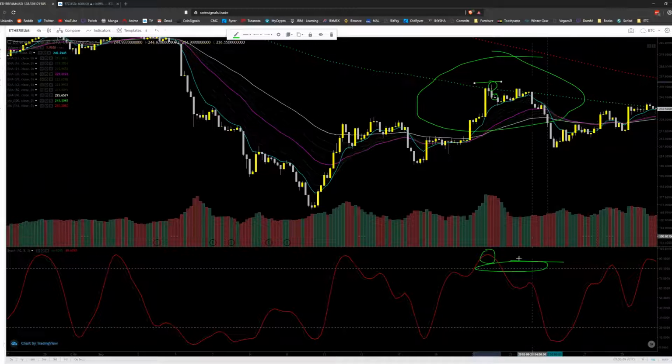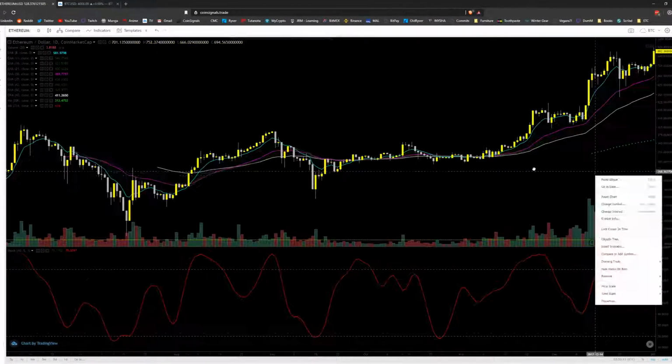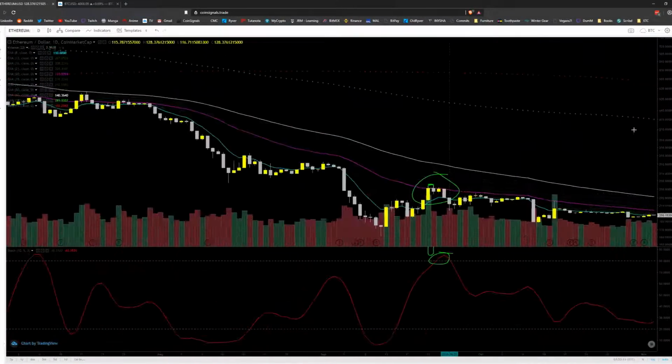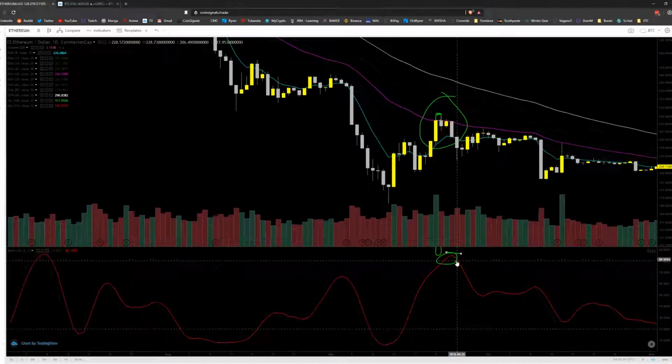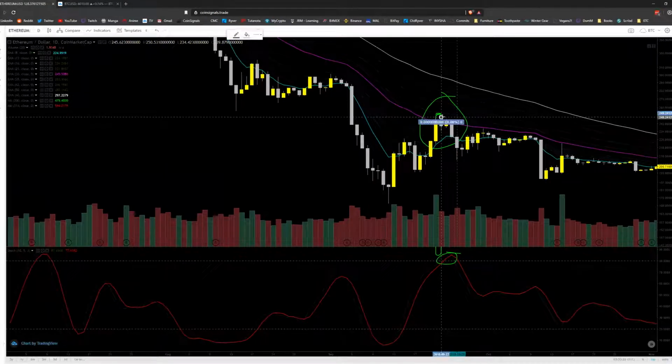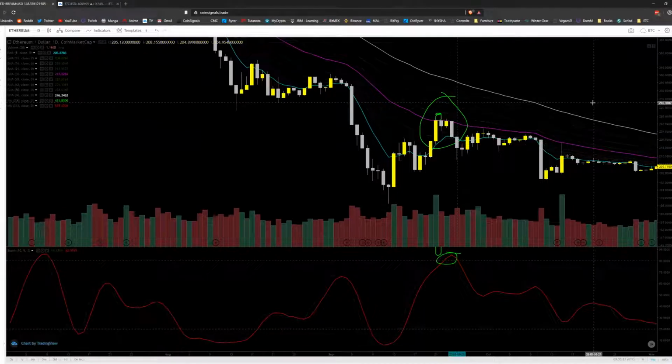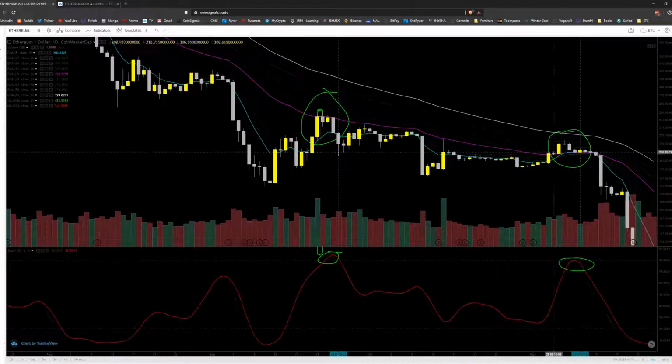All right, and the daily cycle cross would have had you out somewhere in this region, which is, you see where the exit is in the 4 hour? All right, that in this case is about 10 to 15% of a better exit, exiting on the 4 hour than on the daily. Right? Now let's look at the other example.